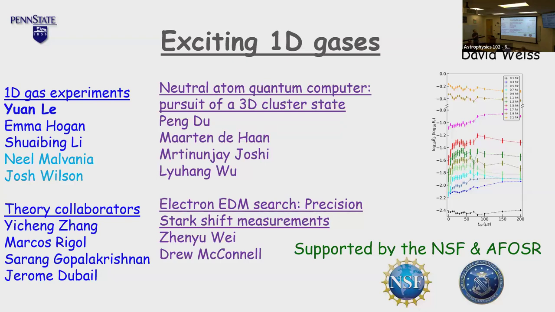So I'll be talking about experiments with 1D gases. These were done to a large degree by Yuan Le. Some of the earlier experiments we're talking about were also done by Neil Malvania and Josh Wilson. New students on that apparatus are Emma Hoffman and Shuming Lee. The rest of my group is listed here, and we had theory collaborators on the 1D gas project: Yichen Zhang, Marcos Rigol, Sarang Krishnan, and Drum.